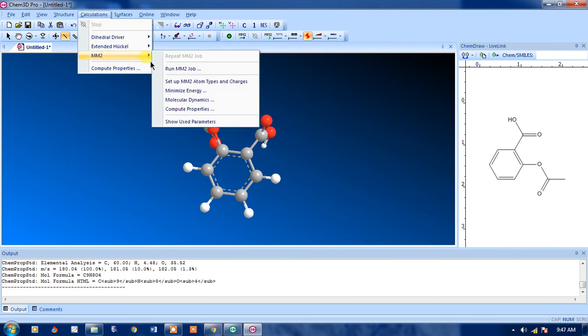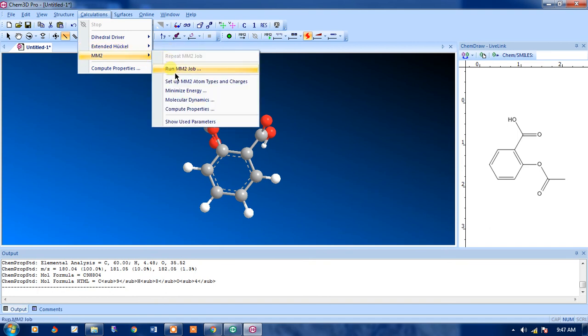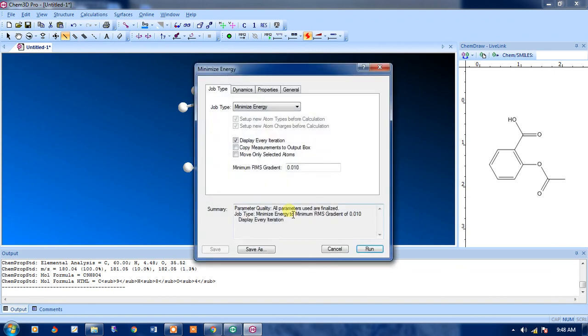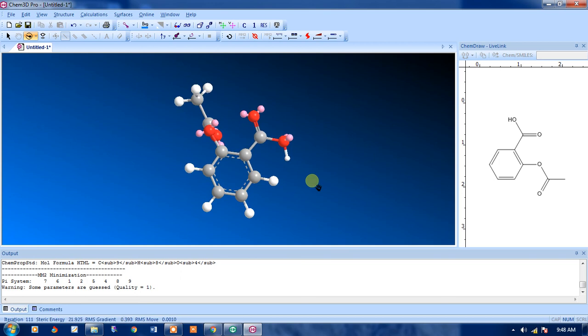And in the Chem 3D Pro software we can compute properties by the MM2 engine also. In this we have to run the MM2 jobs and we can minimize energy also. Right, if I select this minimize energy, run. Yeah, this is a minimization of energy. Like you may see the compound is minimized.